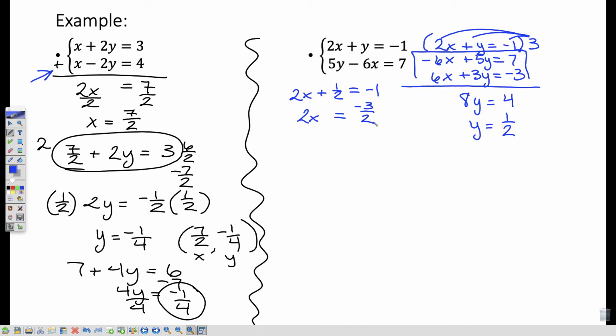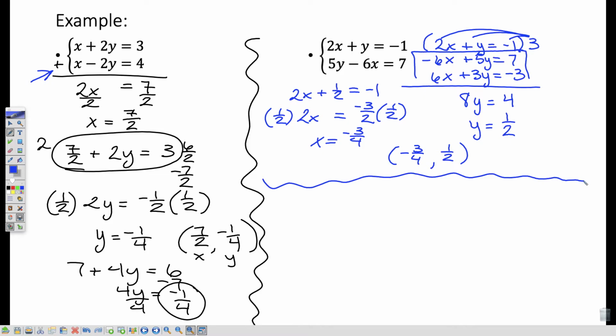Some of that we should be able to do without writing it all out, shouldn't we? Okay, now what? Divide by 2, or multiplying by 1/2. So x equals -3/4. Now, our answer then is -3/4, comma 1/2.